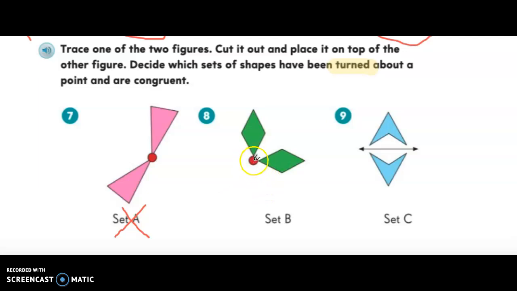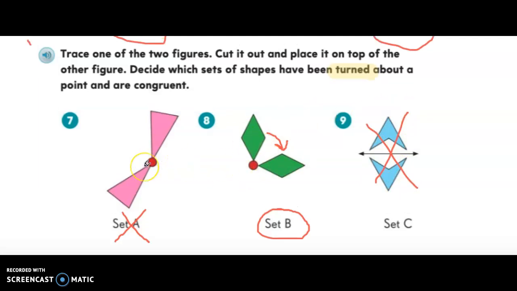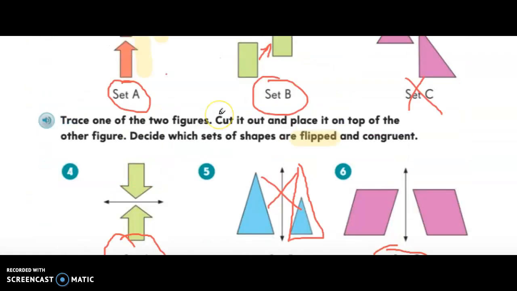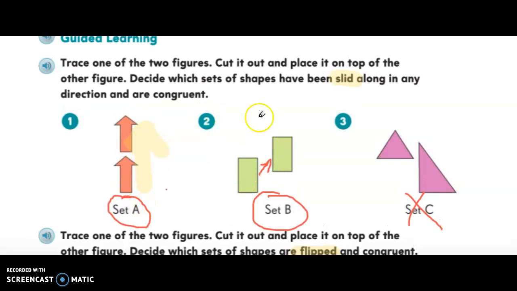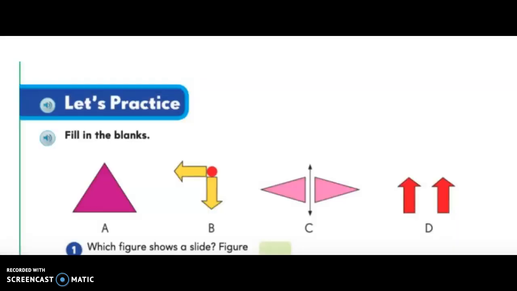Now set B, here's our point, and we're thinking it's rotating around, and these would line up exactly. They're the same size and same shape, so we would circle these. Now, number 9, you should look at this one right now and notice that it is different from the other two. And anytime you see this line, this should clue you in that this is a flip. Okay, so this is definitely not showing us a turn. So in order for it to be a turn, you will see these circles. In order for it to be a flip, you will see that line. Okay, and now a slide, there won't be much. It's just moving across that plane area.